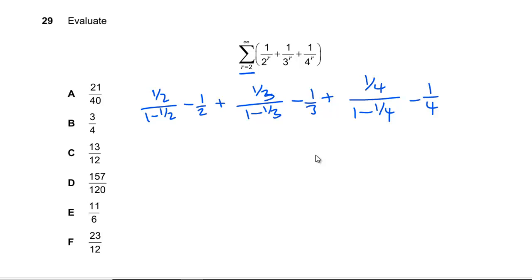Okay, so that is a half for that first bit, because we've got a half over a half minus a half. Then we've got a third over 2 thirds, so that's a half minus a third, so that's a sixth. And then we've got a quarter over 3 quarters, so that's a third minus a quarter, so that's a 12th. So we've then got a half and a sixth and a 12th, we've got 3 quarters, so B. Okay.